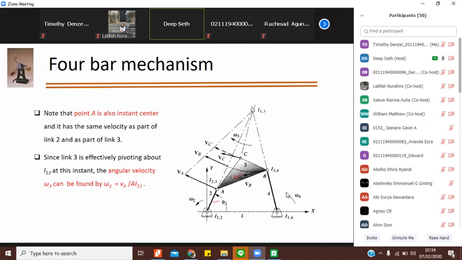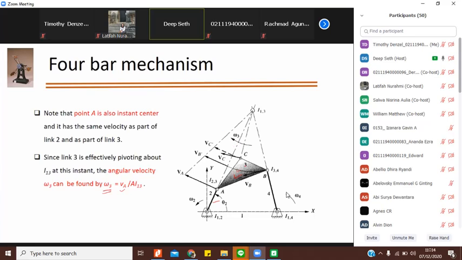So since the link 3 is effectively pivoting about I13, okay, at this instant, the angular velocity omega 3 can be found because we already know VA. So how can omega 3 be found? So omega 3 is this.